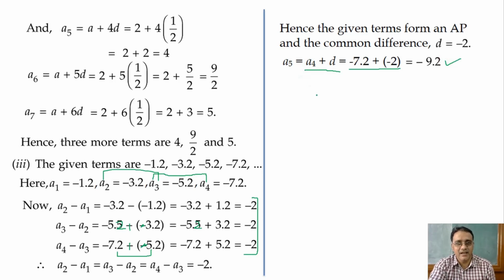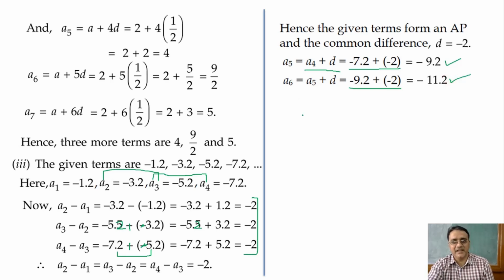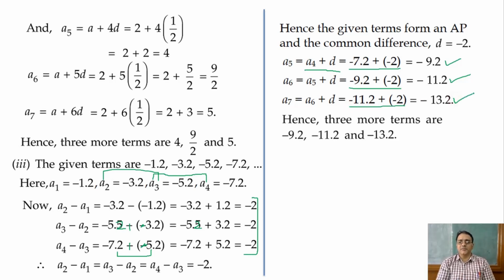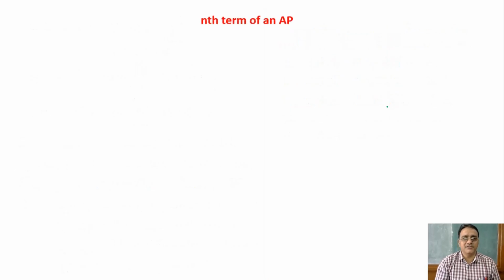A6 is A5 plus D. That is, if we add minus 2 to this, how much will we get? Minus 11.2. Next is A7, A6 plus D. So what will you get if you add these two? Minus 13.2. Hence the three more terms are minus 9.2, minus 11.2 and minus 13.2. So whenever the fraction will not be there, if there is no fraction, this method is easier. Okay, so now we'll move towards the next topic, that is nth term of an AP.